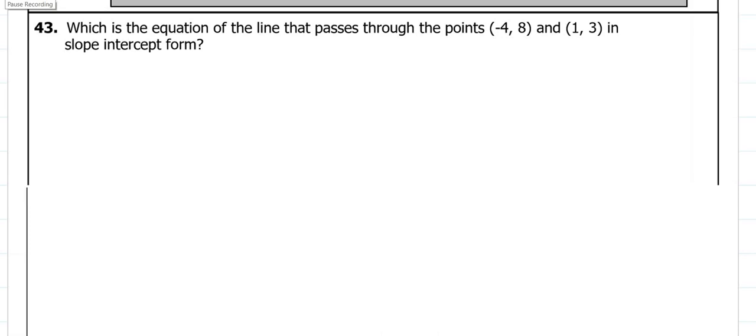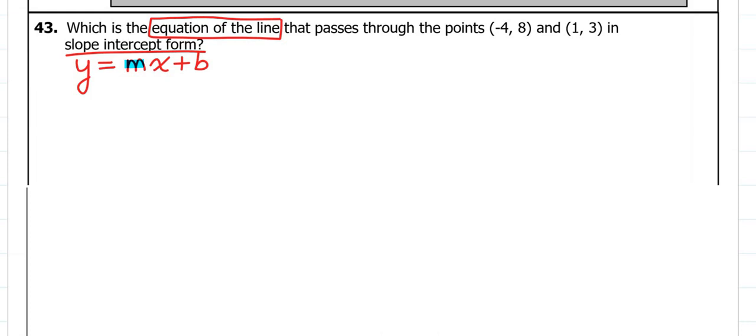Number 43. Which is the equation of the line that passes through the points negative 4, 8 and 1, 3 in slope-intercept form? So they want the equation of the line as your final answer. The form that they want it in is slope-intercept. So they want their final answer as y equals mx plus b. So in order to get there, we have to know the slope, and ideally we would have the y-intercept, but we're usually not ever going to get the y-intercept.